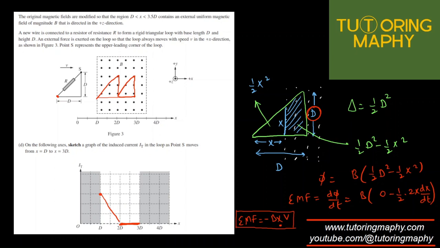And obviously 2D to 3D, that has to be 0 because there's no change in the area, since the complete area is inside the magnetic field. So this is how it works. Let me know if you have any questions, and I'll see you in the next video. Bye.